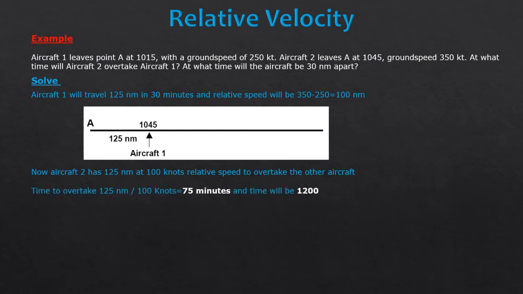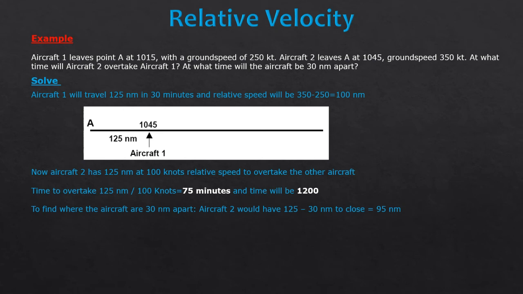Time to overtake is 125 nautical miles divided by 100 knots, that is 75 minutes, and the time will be 12:00, because if you add 10:45 plus 75 minutes, it will be 12 o'clock.